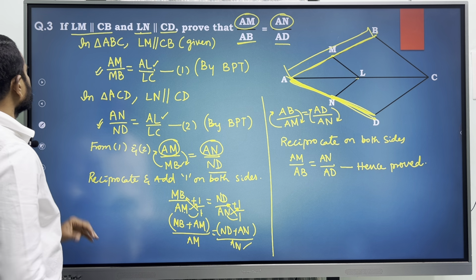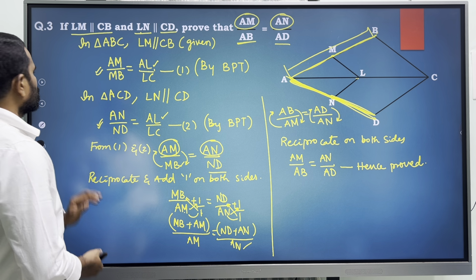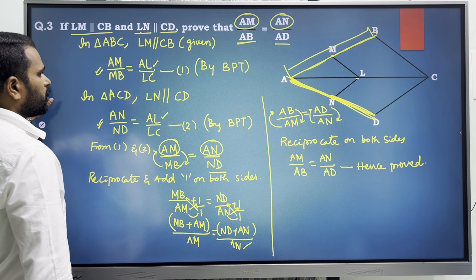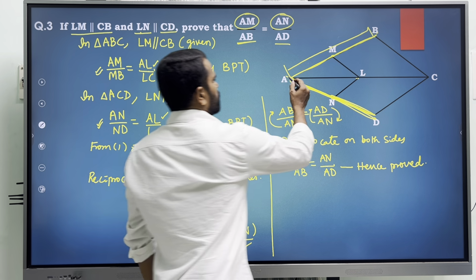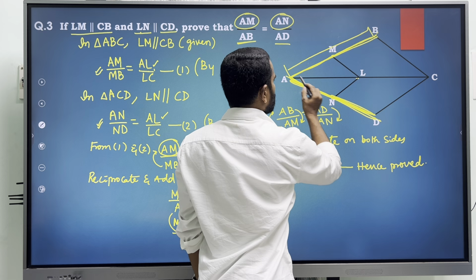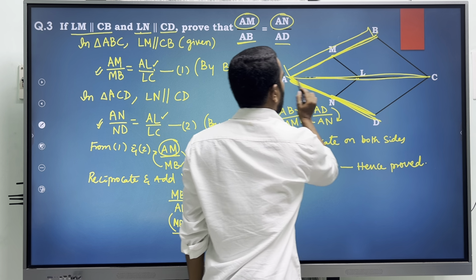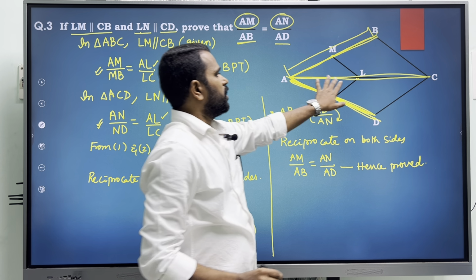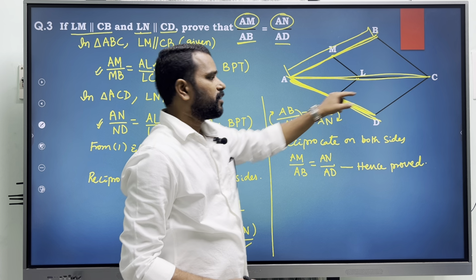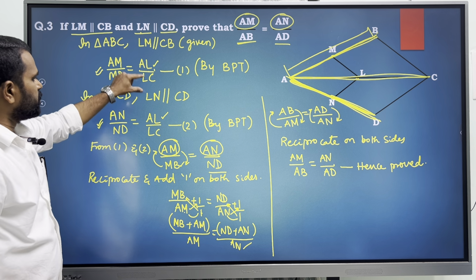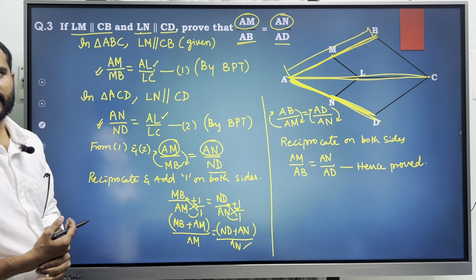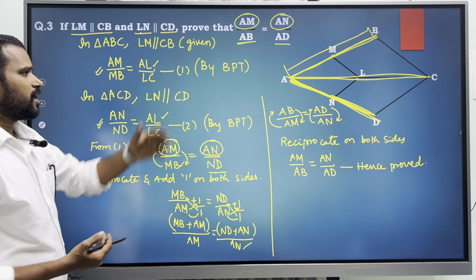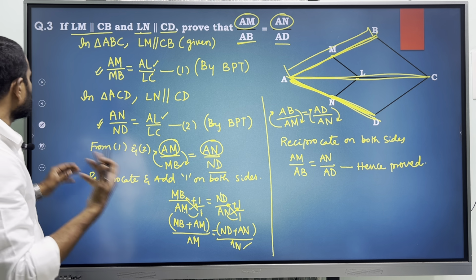Next, let us go to the next question. See this question. This side and this side we are trying to prove. Luckily we have this side common, so that's what we have taken. See here, AL by LC on both sides, and the other should be in the same ratio. Understand? This is how we are trying to solve the problems.